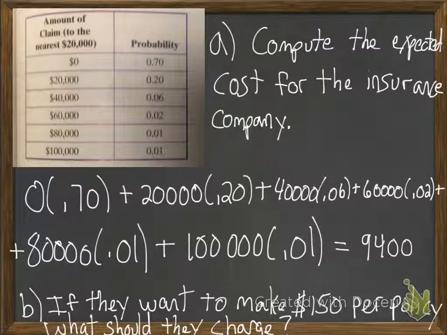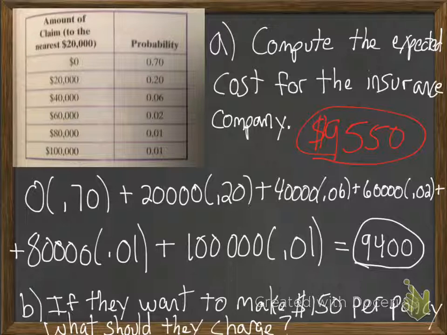Well, if they want to make $150 per policy, it costs them $9,400 for each policy they have. They want to be $150 ahead. So hopefully you can see that they need to charge that $9,400 to cover their cost, plus $150, so $9,550 is what they need to charge for this policy.